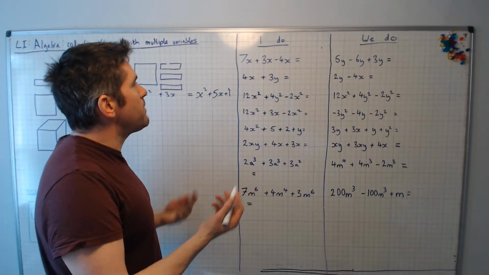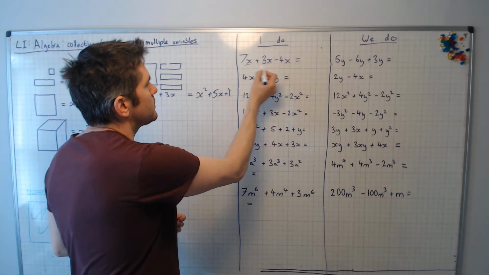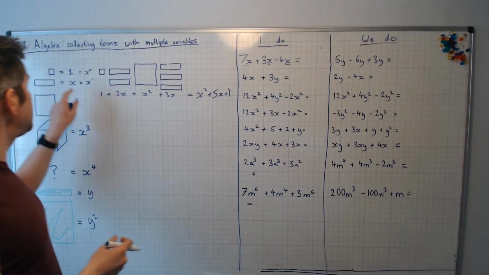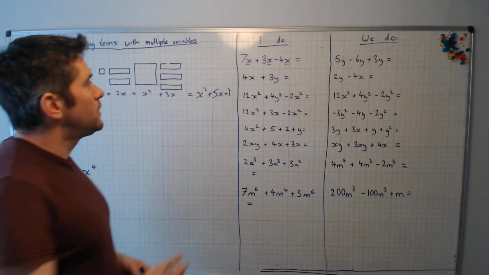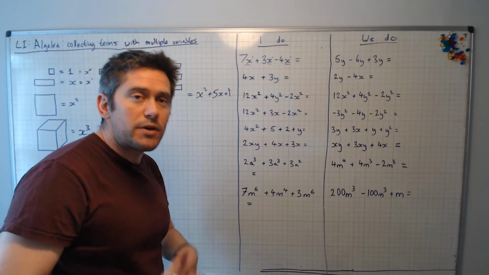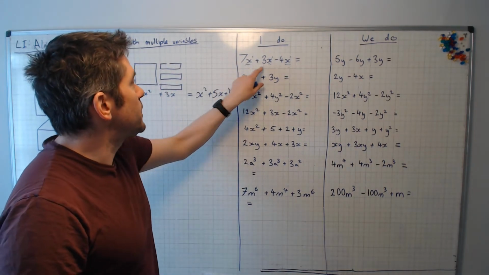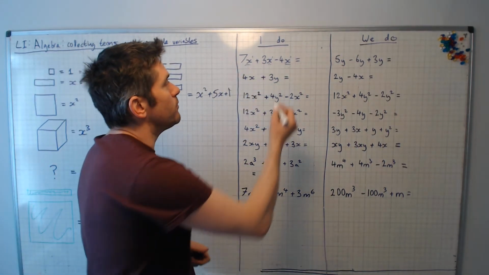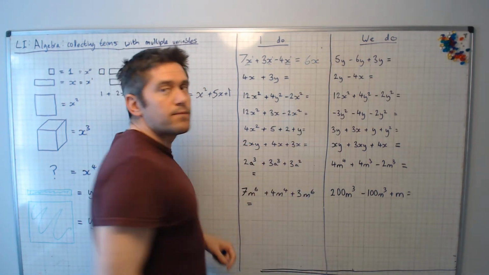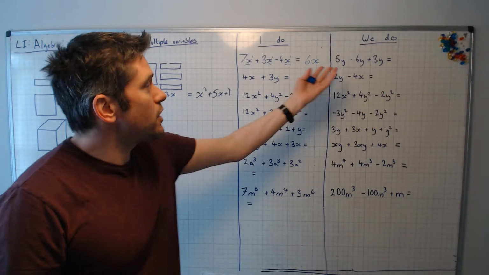I'm going to get a different colour pen. In this case, the term in each one is the same. It's the same power. In this case, it's x to the power of 1. So I could draw a little 1 there if I wanted to. These are all x to the power of 1s, but we don't normally write that. We've got 7 plus 3 of them, 10 of them, take away 4 of them. So we've got a total of 10 minus 4 of them, which is 6x. Have a go at this one, pause the video.